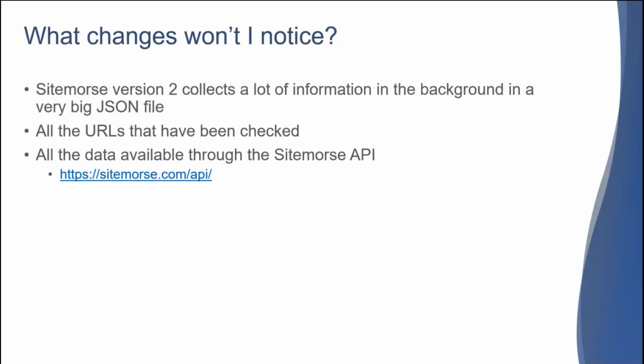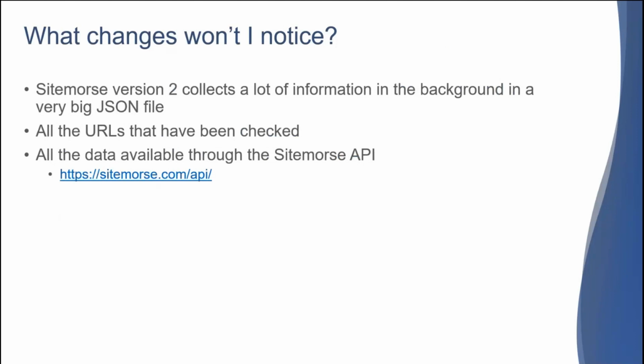Well, Sitemorse 2 already has that information. In fact, I used it a few hours ago in a support call I had where someone said, where is this link on my site? I know it's on a page that there weren't any issues with, so it's not in the Sitemorse report. I could just go look in that JSON file, which I have access to. I could just do a quick search for it and find out instantly what page it was on. So it's very easy for us to do that.